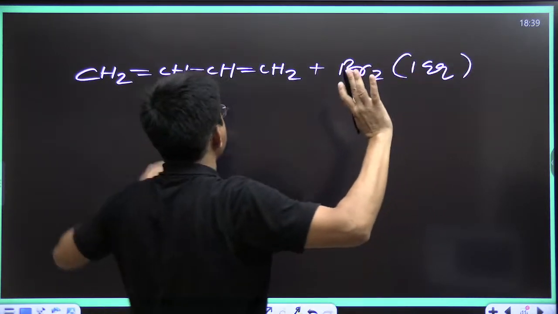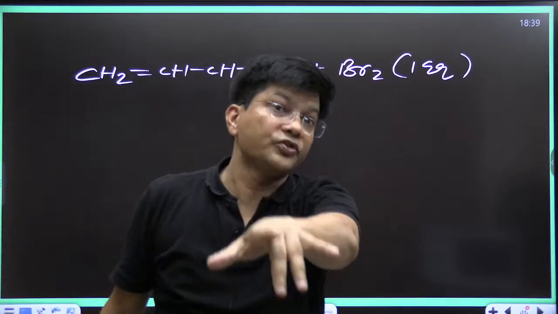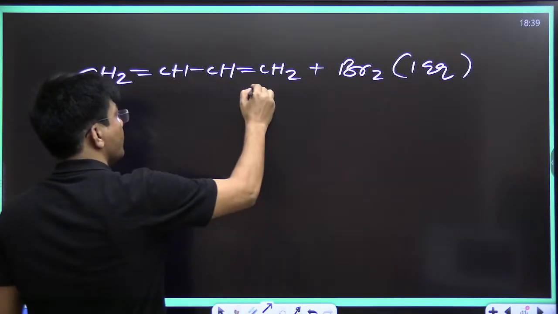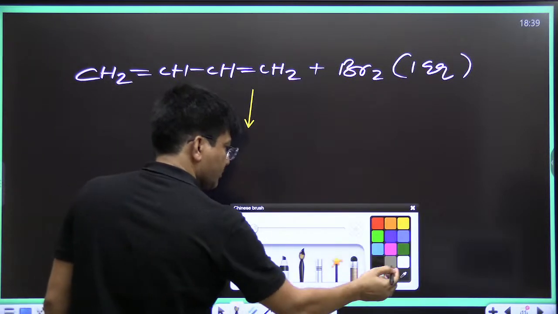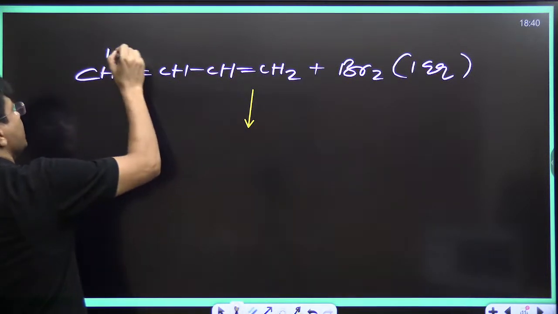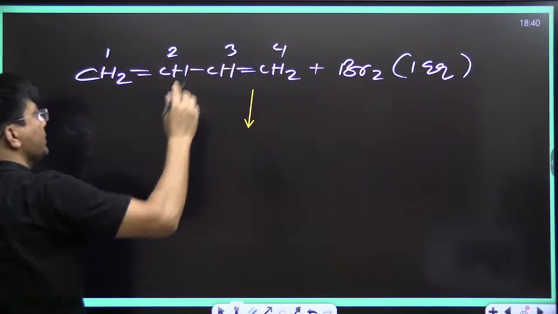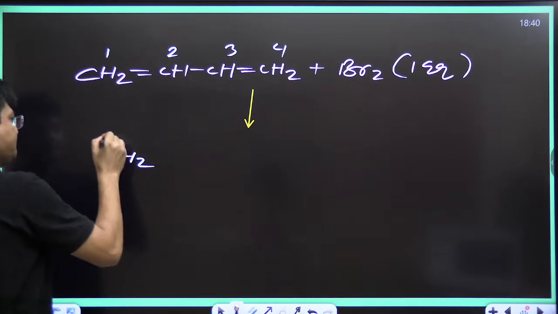So I'm going to write two types of products. You have to find out which product is more stable, because this is really very important, my dear friends. Really very important. One product is like this. First of all, let me count 1 2 3 4. This is the numbering.